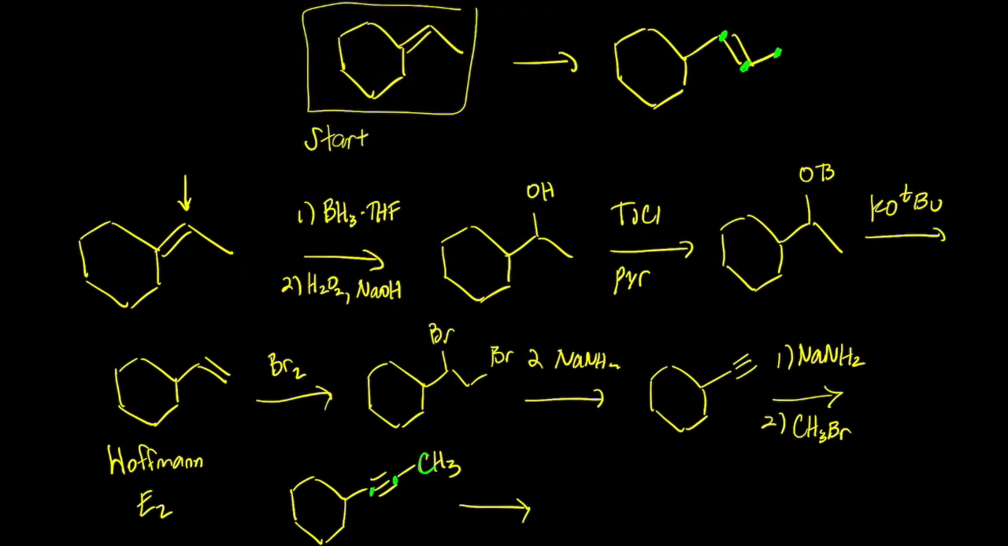Now, these 2 carbons in the desired product are part of a trans alkene, and these 2 carbons are part of an alkyne. So to get to a trans alkene, we do sodium in liquid ammonia, and that gives us the target molecule. I'll draw it out.